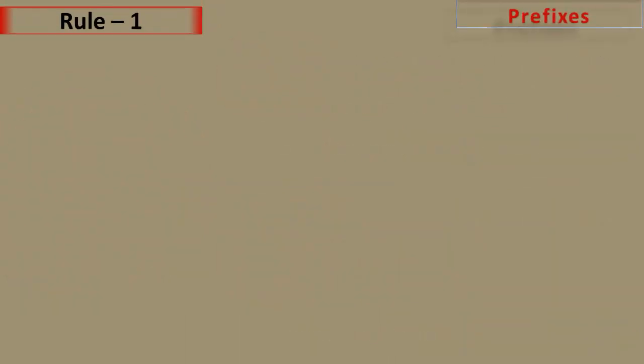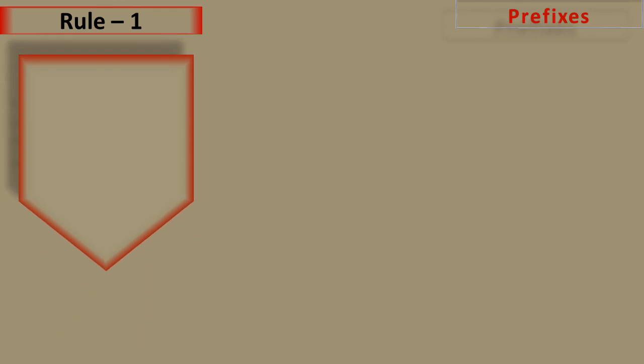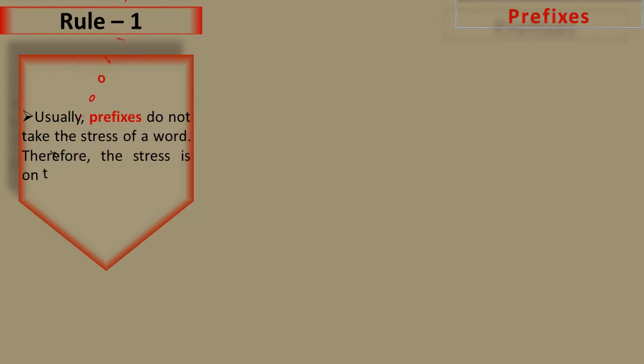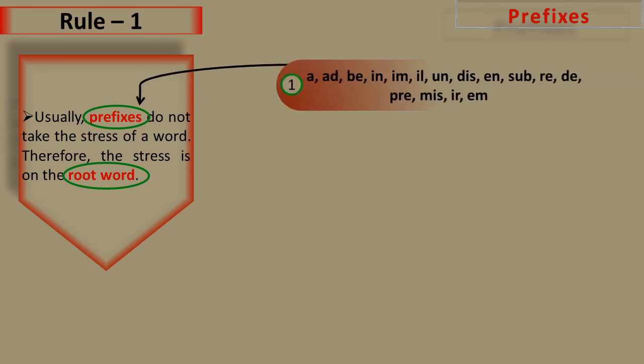Let us come to the rules. Rule 1. What is the rule 1? Usually, prefixes or weak prefixes don't take the stress of a word. Therefore, the stress is always on the root word. And here, you have to remember one important thing, that is the knowledge of prefixes and suffixes and root word. What is prefix and what is suffix and what is root word? You have to continue this knowledge.